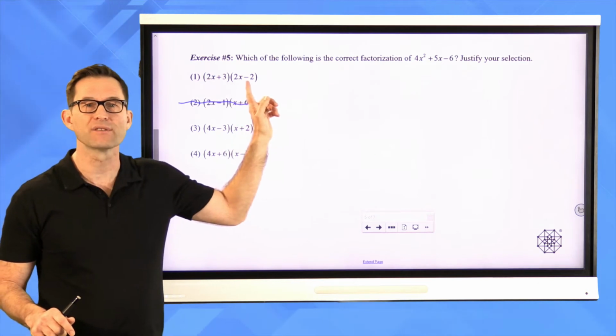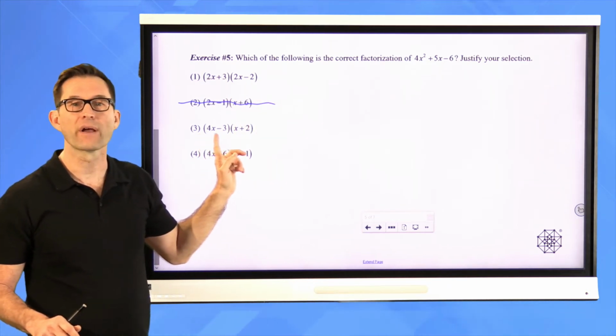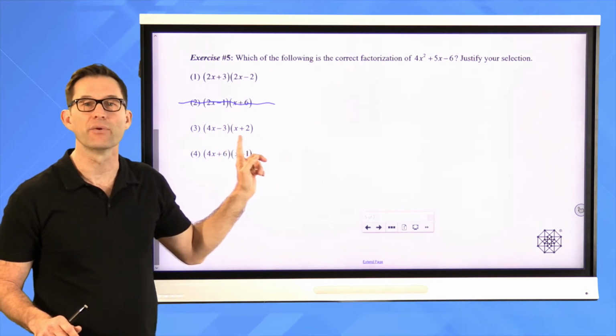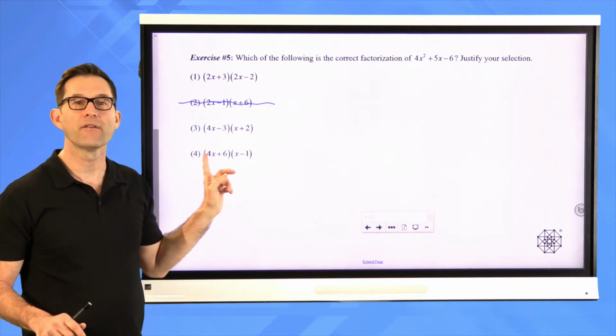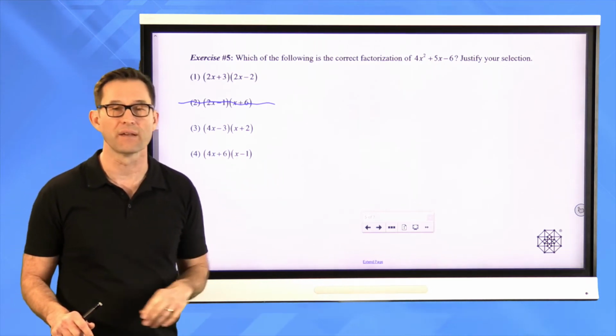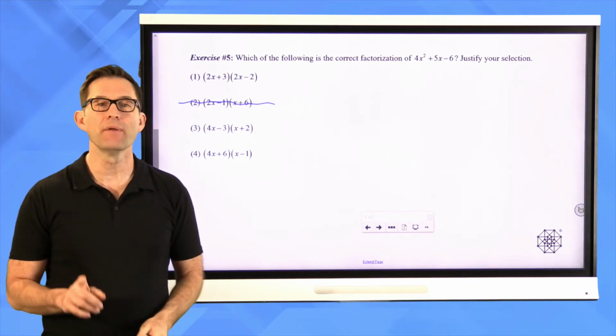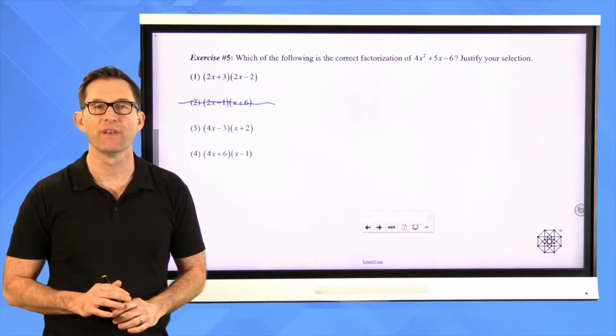2x times 2x is 4x squared, 3 times negative 2 is negative 6. 4x times x is 4x squared, negative 3 times 2 is negative 6. And 4x times x is 4x squared, and 6 times negative 1 is negative 6. Okay, good. Now that we've eliminated number 2, I'd like you to pause the video.